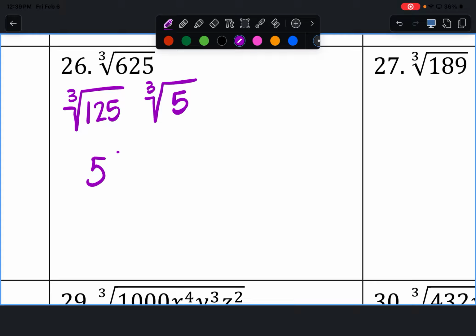All right, can I take the cube root of 5? No. Okay, so it's 5 times the cube root of 5. All right. Now, we are going to do cube roots with variables included. And we're going to go over 29 and 30.